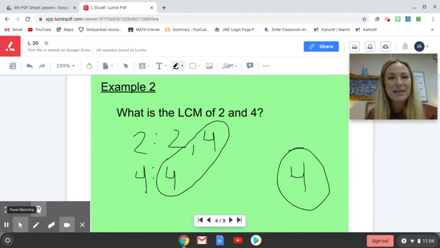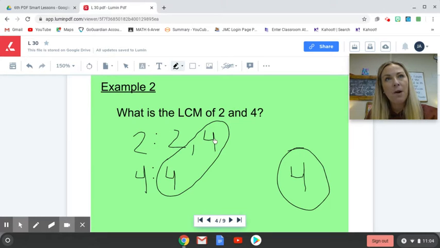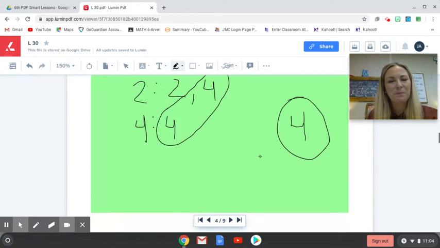Okay, so you can see that I have my work here on the screen. I found my multiples of 2. When I was listing them out, I started with 2, 4, and then I was like, wait a minute, 4 is my other number. I'm going to stop there. I know that 4 times 1 is 4. That quickly became my least common multiple that they had, and then I just rewrote the number 4.